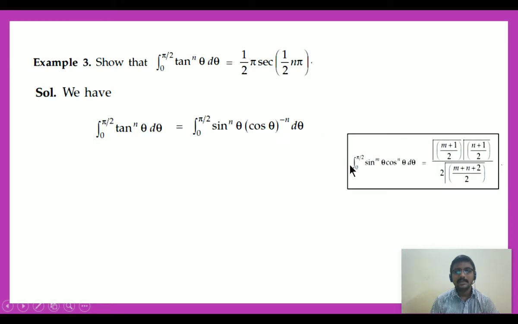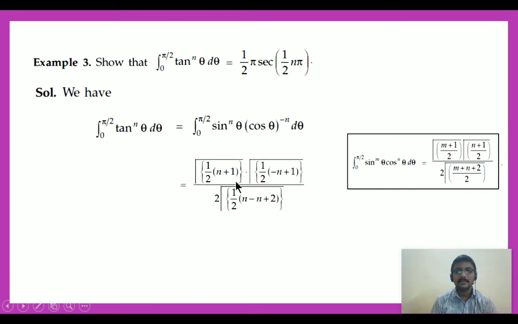Now we will use a formula: integral 0 to pi by 2 sin power m theta cos power n theta d theta is gamma of m plus 1 by 2 into gamma of n plus 1 by 2 upon 2 into gamma of m plus n plus 2 by 2. So here what is m? n, and what is n here? Minus n. So replacing these values in this formula, the above integral becomes gamma of half into n plus 1, gamma of half into minus n plus 1 upon 2 into gamma of n minus n plus 2 by 2. So clearly here n gets cancelled, 2 by 2 is 1, but the gamma 1 value is 1.